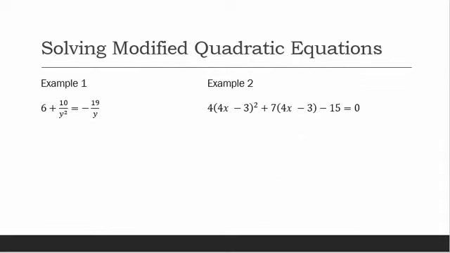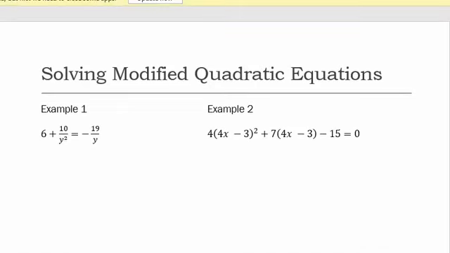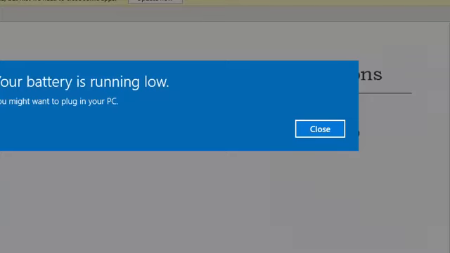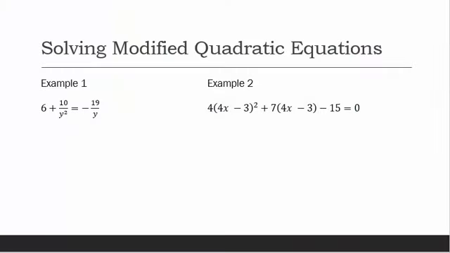Well, sometimes we want to solve equations that don't look like quadratic equations initially, but could be solved using a quadratic equation. And so this first one, example 1, is a rational equation. 6 plus 10 over y squared is equal to negative 19 over y. We want to try to eliminate the fractions, if possible.